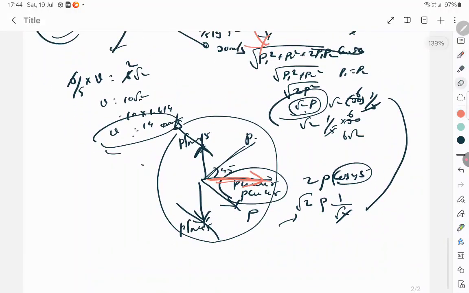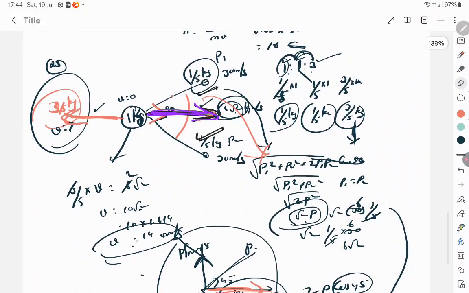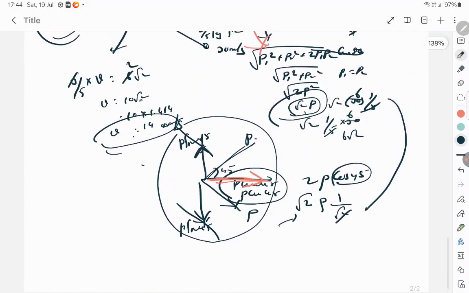So it's up to you how you want to do it, whether you want to use a parallelogram. For me, parallelogram law in this case is very, very easy. So let's learn both the methods, so be very clear. Let's go to the next question.